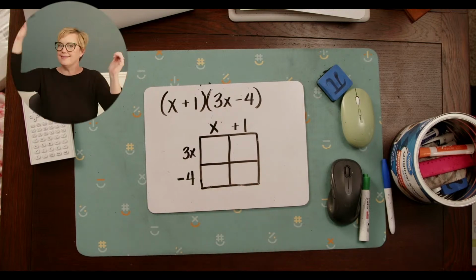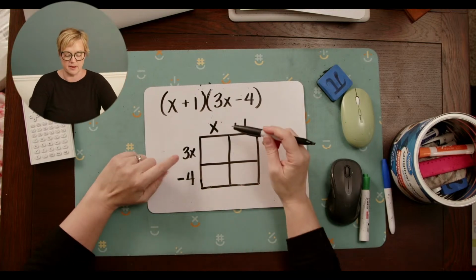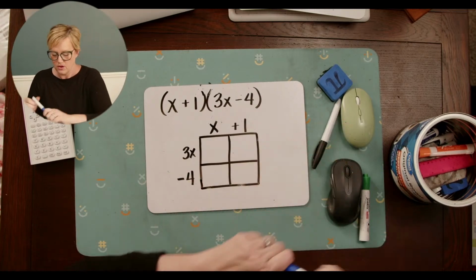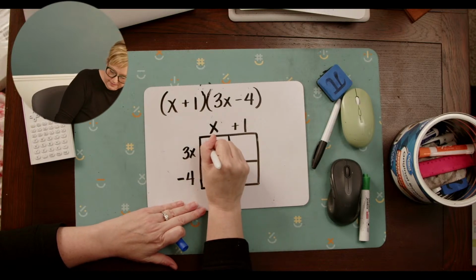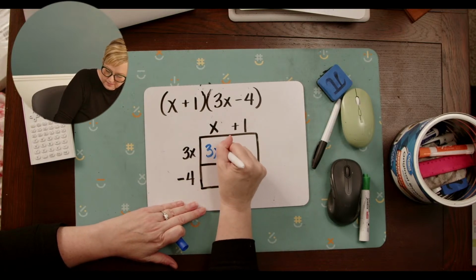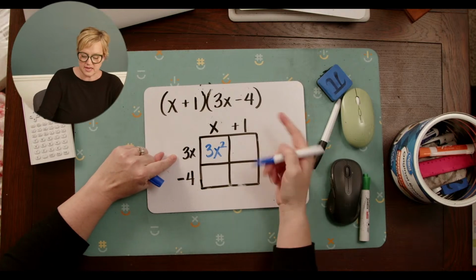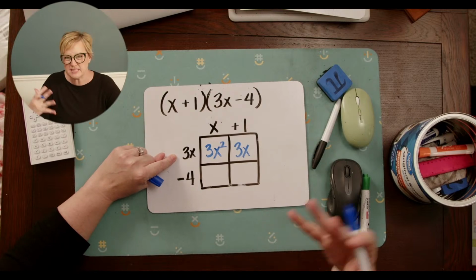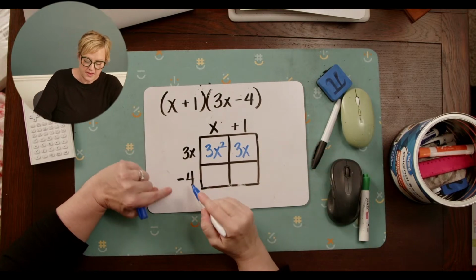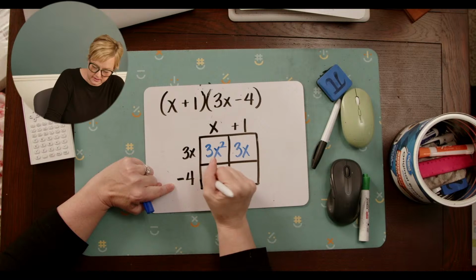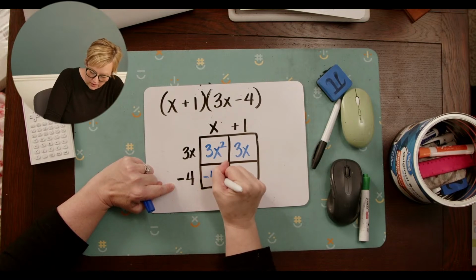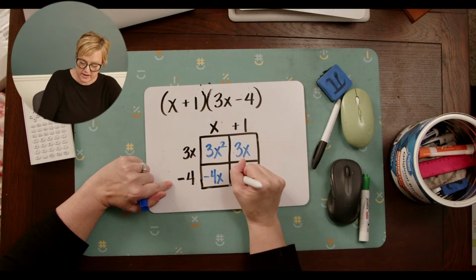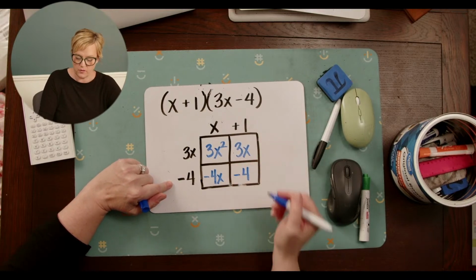Now we're going to take these and multiply them together, just like in the multiplication tables. So I've got 3x times x, which gives me 3x squared. 3x times 1 gives me 3x. Okay, and if I don't have a symbol there, it means it's positive, right? Then I have negative 4 times x, so it gives me minus 4x. And I have negative 4 times positive 1, which gives me negative 4.